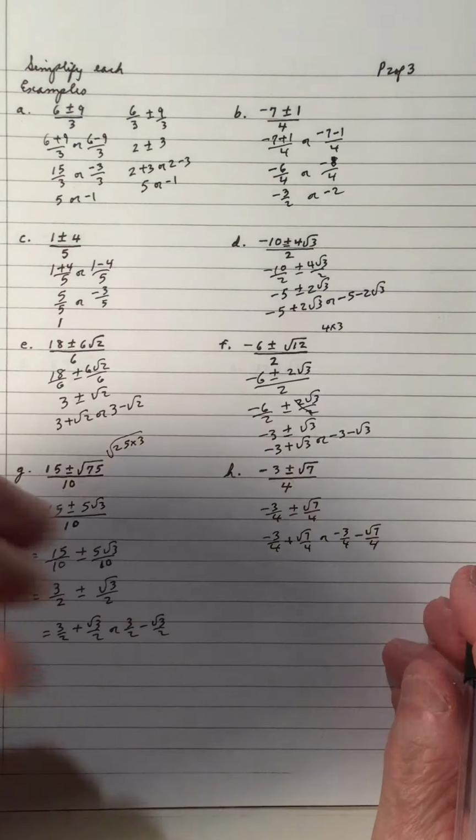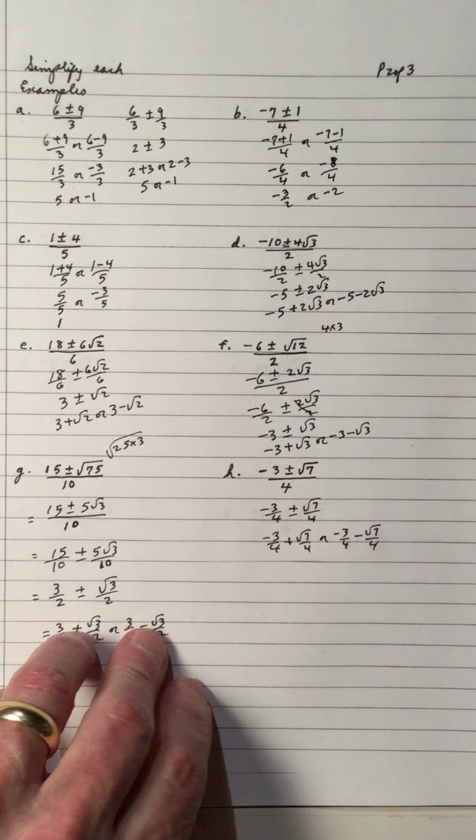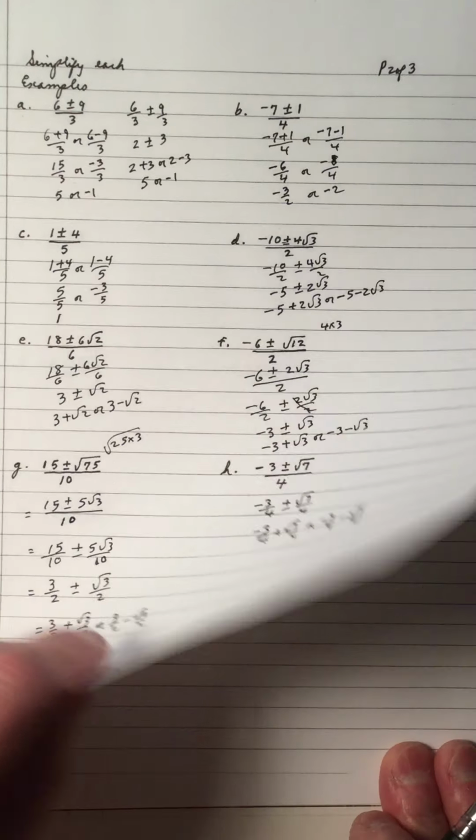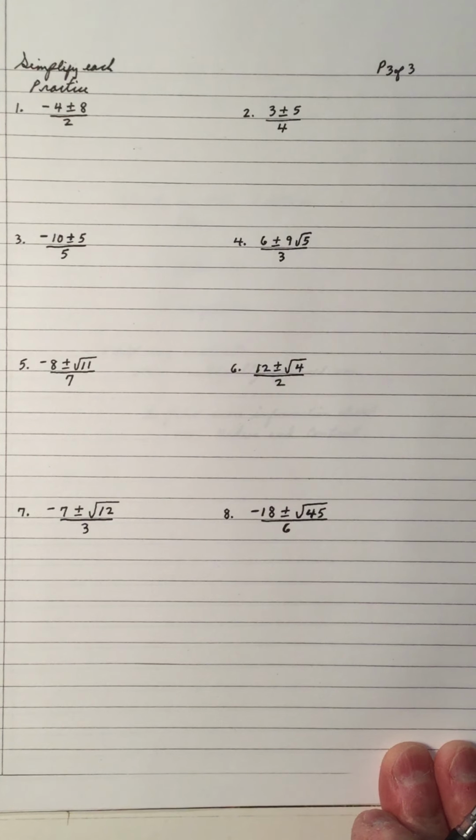And you get the plus minus. Notice you're getting two answers. So that's simplification. You will need to know how to do that when we get to the quadratic formula.